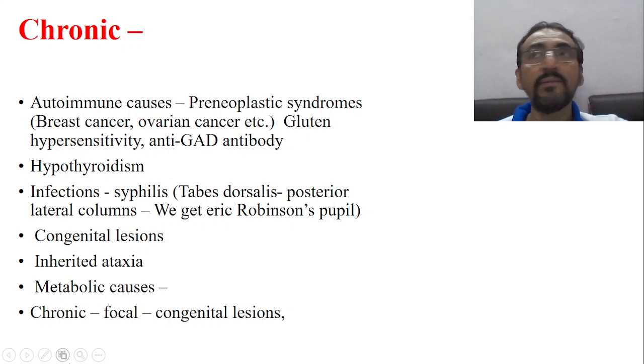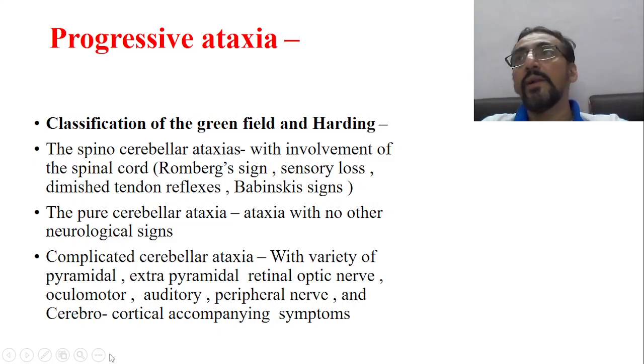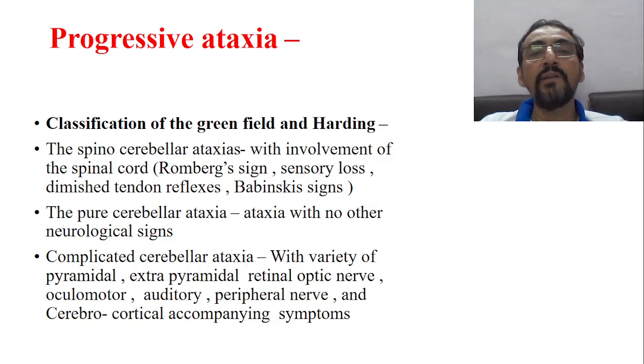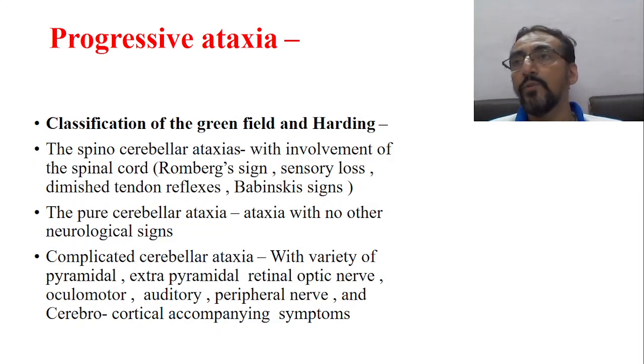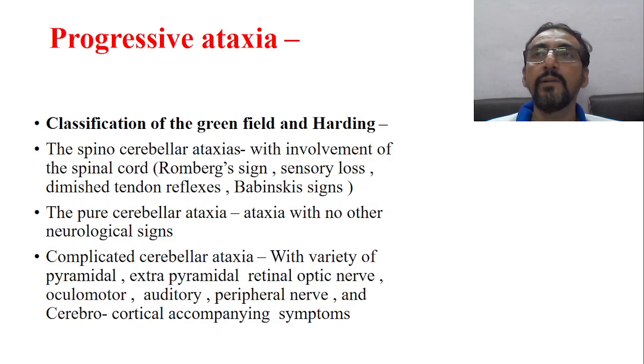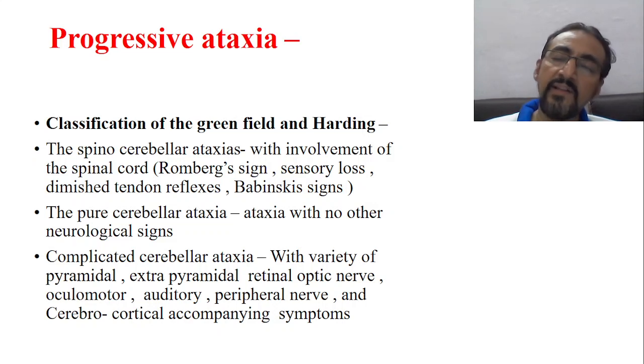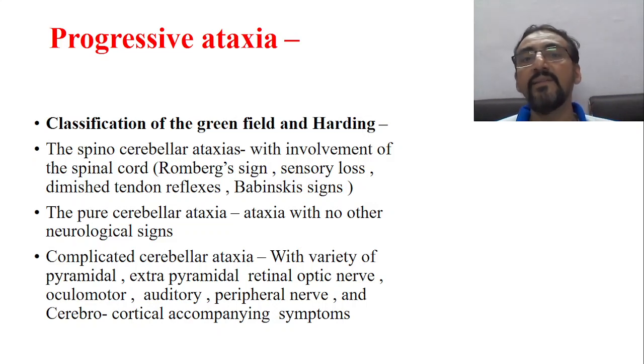There are some metabolic causes as we have explained earlier. So like this, ataxia may be chronic, focal, etc. Now talk about progressive ataxias. So the classification of Greenfield and Harding will be there. Now the spinocerebellar ataxias. As the name suggests, spinal sensory tracts which are going upwards, ascending tracts, and the cerebellar. So there is involvement of both. There is involvement of the ascending spinal tracts like proprioceptive dorsal root columns, etc., and also the cerebellum is affected.